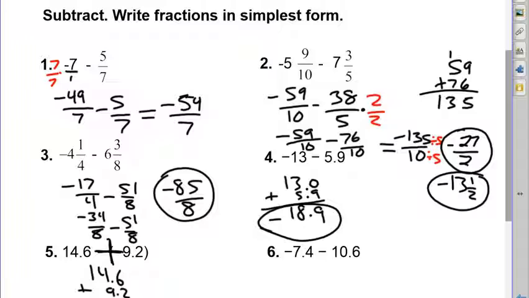So we'll add 6 plus 2 makes 8. Let's bring down our decimal point. 4 plus 9 is 13, and carry the 1. 1 plus 1 is 2. Our result of 14.6 minus negative 9.2 is positive 23.8.